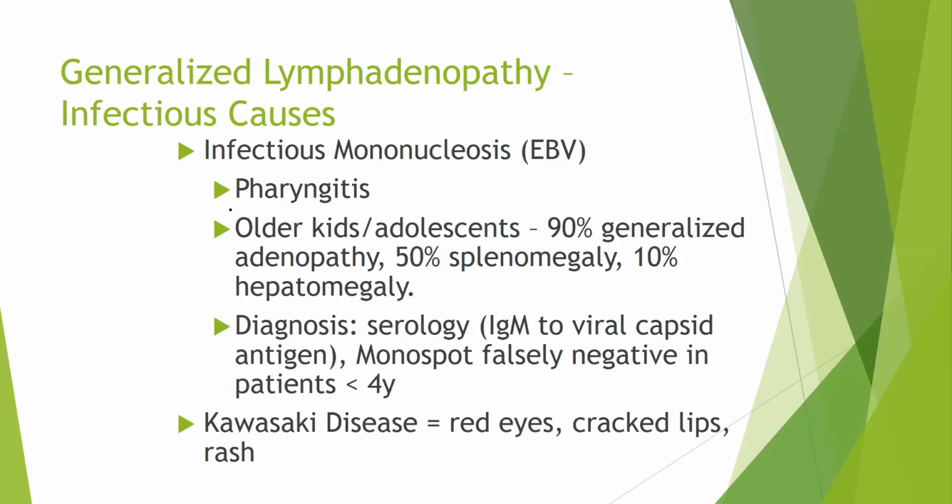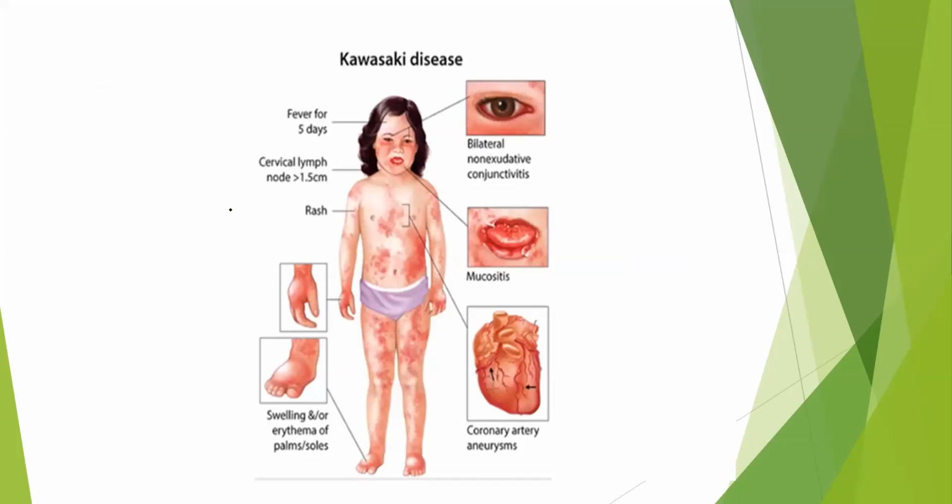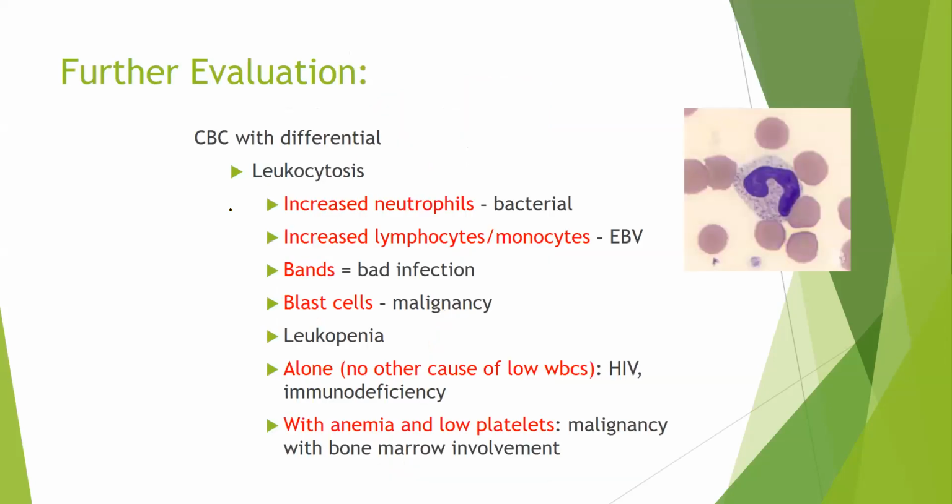And Kawasaki's disease can also cause this lymphadenopathy, but with that they're also going to have red eyes, cracked lips, and a rash. This is the typical presentation for Kawasaki's disease. They've got this polymorphic rash. They're going to have mucosal changes and some vesicular lesions in their mouth. They're going to have really red eyes. They're going to have swelling of their hands and feet. And the risk here is that they're more prone to coronary artery aneurysms, so we always keep that in consideration.